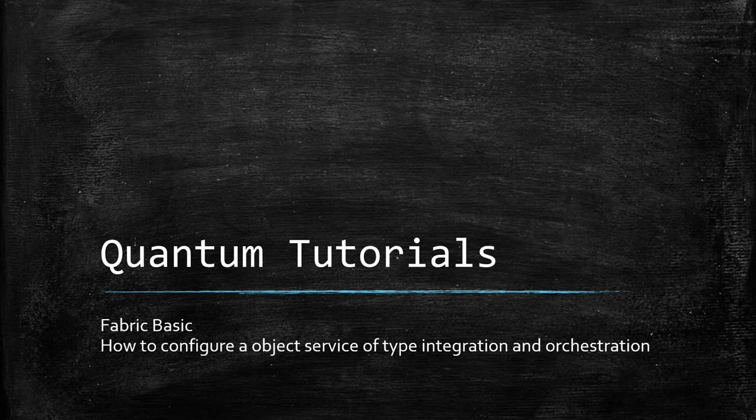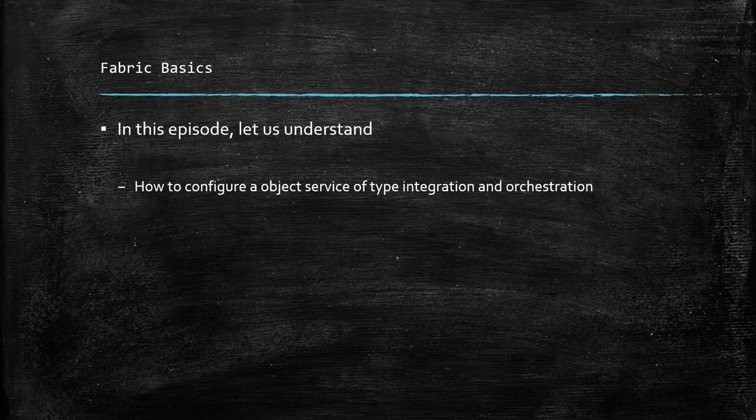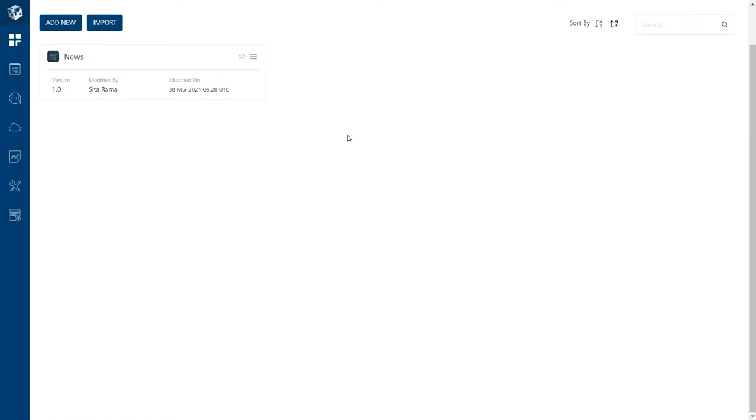In this episode, we are going to look at how to configure an object service inside your Fabric app, the object service of type integration and orchestration. So, without further ado, let us get into the Fabric app that we have created.